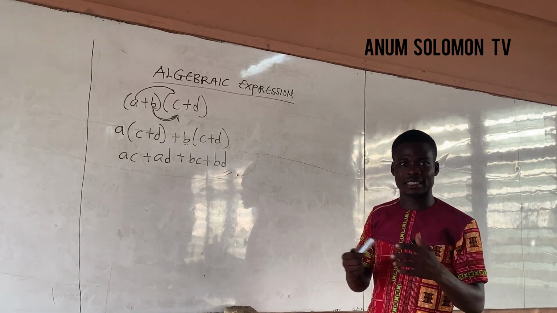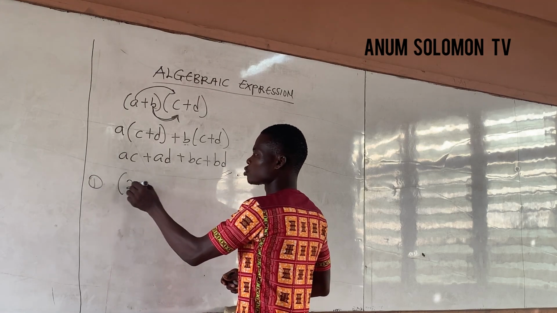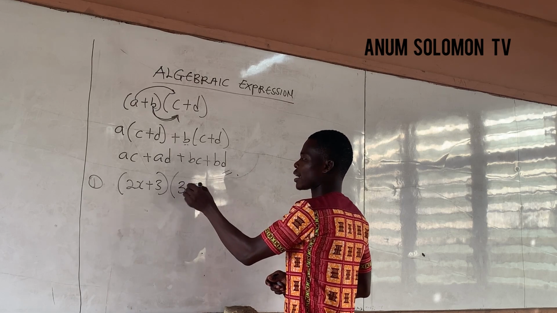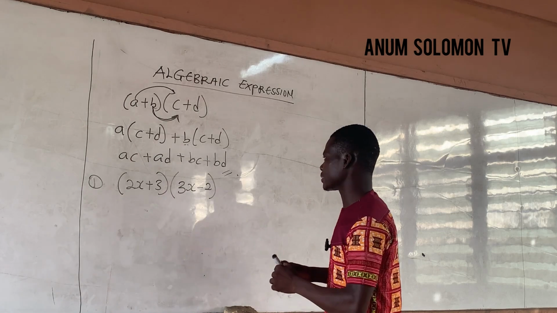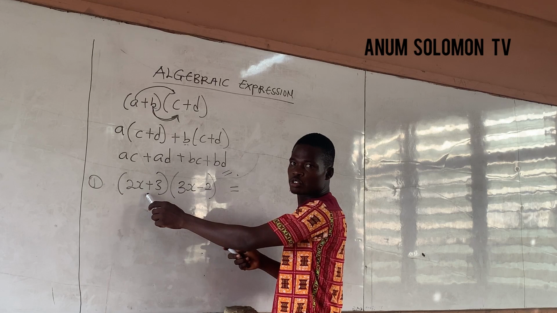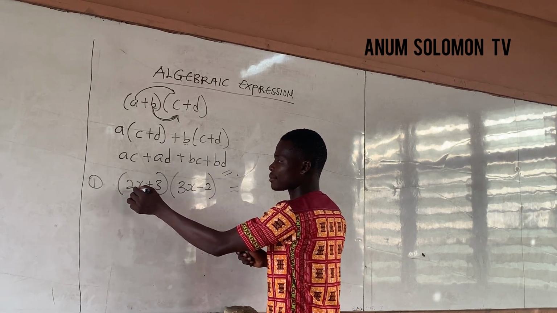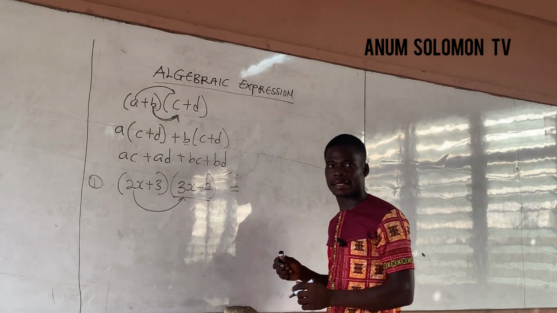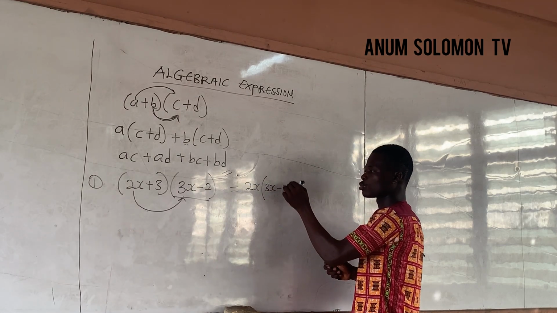Now let's take more examples for better understanding. Suppose we have (2x plus 3) times (3x minus 2). For us to expand this bracket, we have to use the terms in the first bracket to open the second bracket. So you take the first term, that's the 2x, to multiply all the terms in the second bracket. In this case, we have 2x times (3x minus 2).